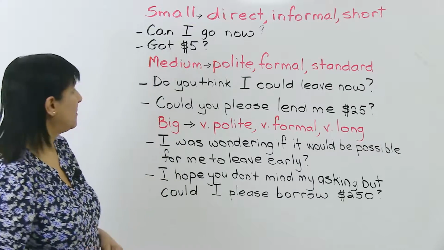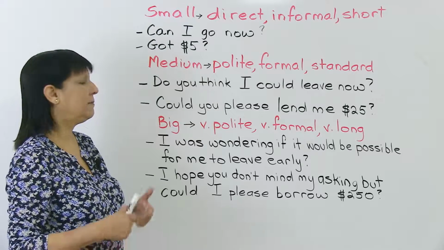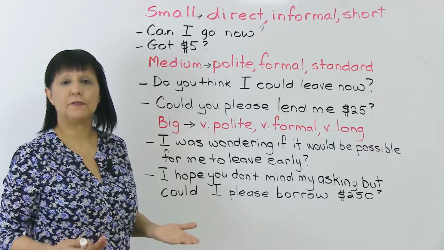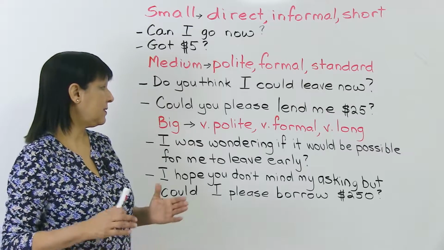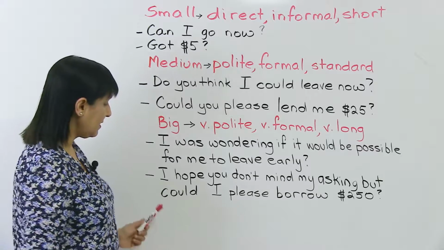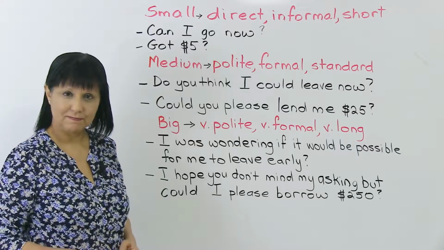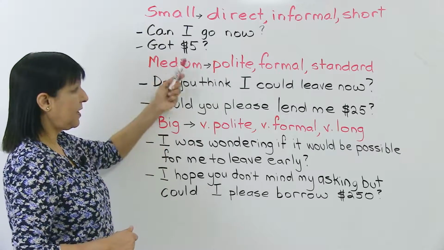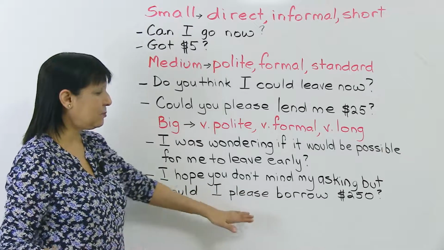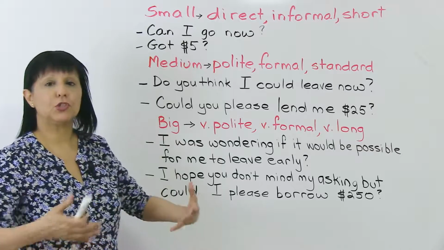And I'll show you some of the expressions that you use in order to do that. Let's take another example. Small request. Got $5? Medium request. Could you please lend me $25? Big request. I hope you don't mind my asking, but could I please borrow $250? Okay? So we went from 5 to 25 to 250. Became a little more serious. And because it was more serious here, the sentence, the question was much longer.